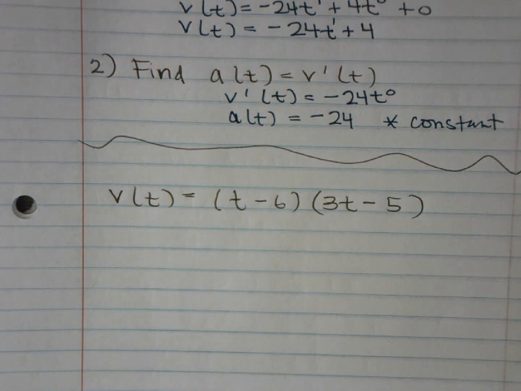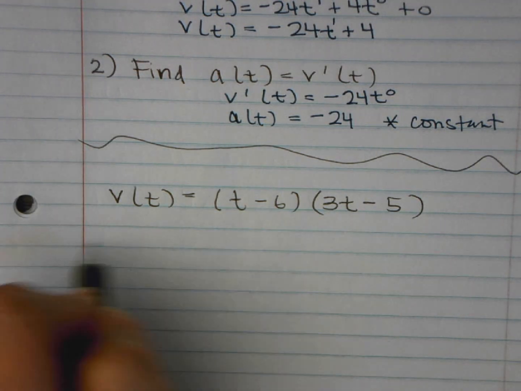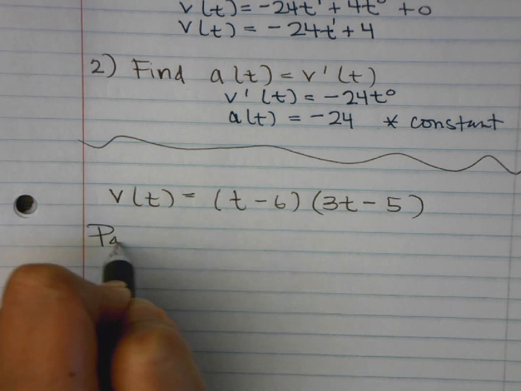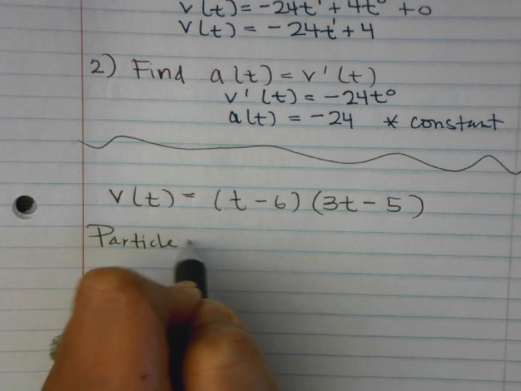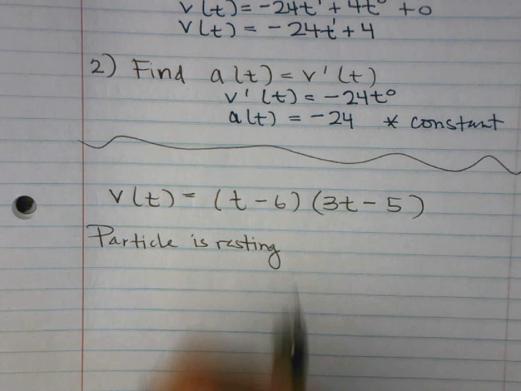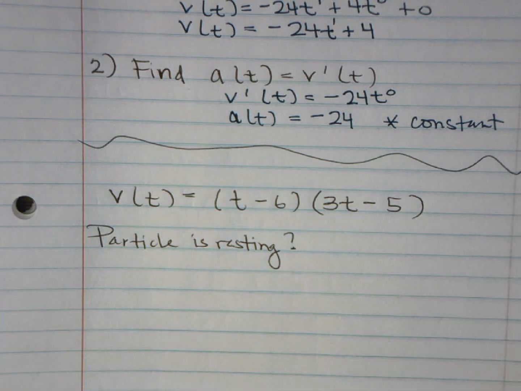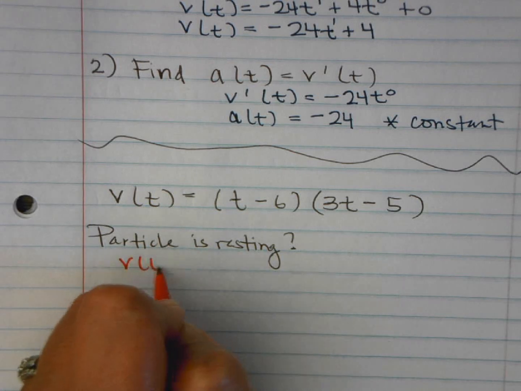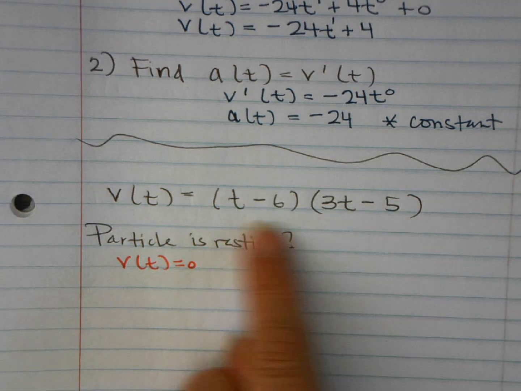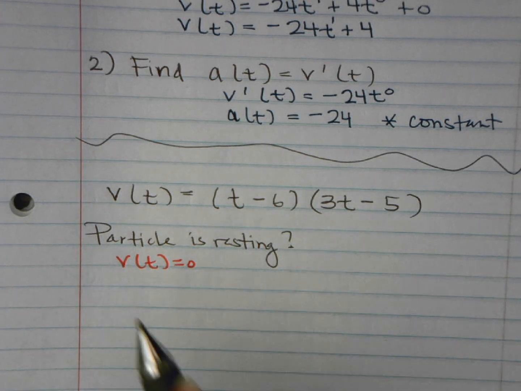Okay, here would be a question. We would want to know, when is the particle resting? And we want to know where that is happening. So I'm going to put a question mark there so it sounds like a question. So when would the particle be resting? Just a reminder, that would be when our velocity is equal to 0, right? Velocity equal to 0. So looky there, there's our equation.